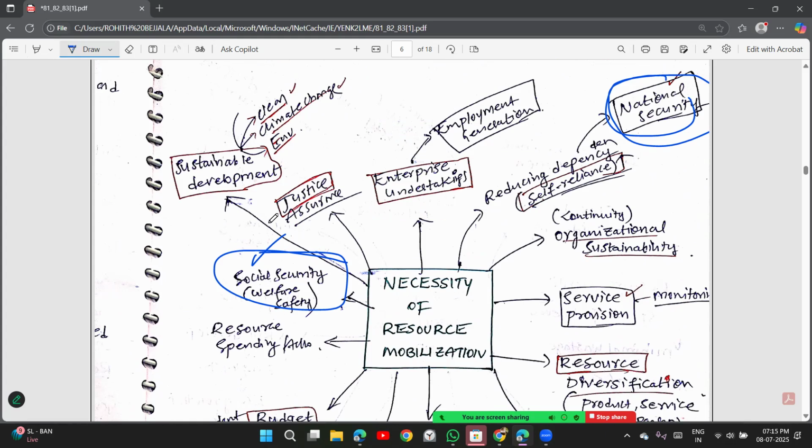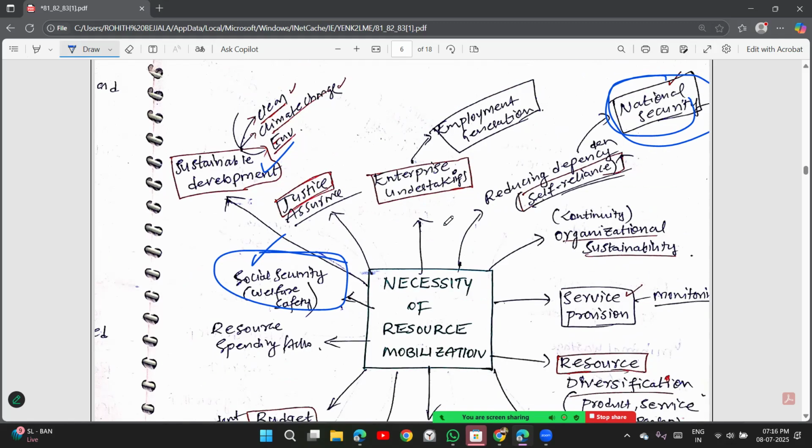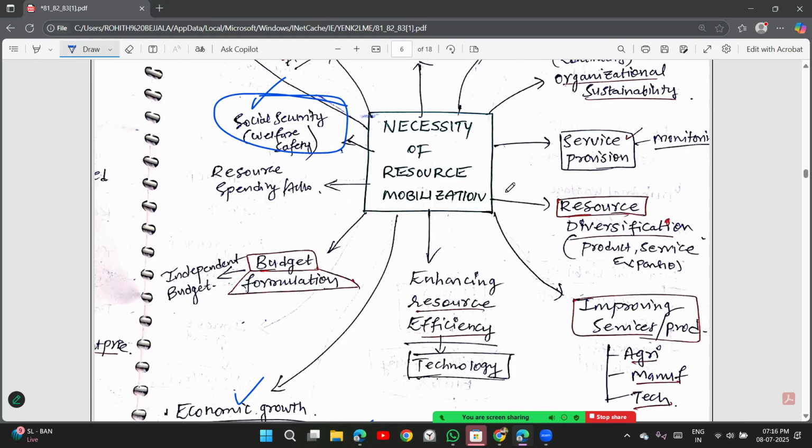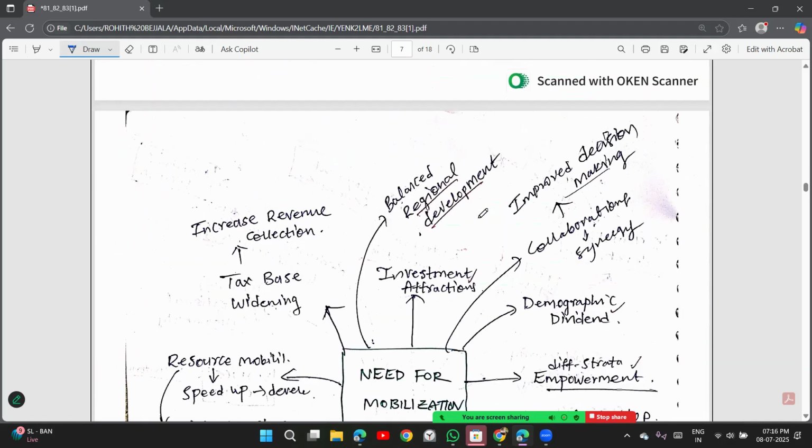It will help in achieving the sustainable development goals in a very good time. In a short term, we can achieve sustainable development goals if resources are mobilized properly. And also it will improve the efficiency of the system. Thus we can assure justice. So all these things, and unemployment, poverty, everything will eventually reduce. So that's the main thing.